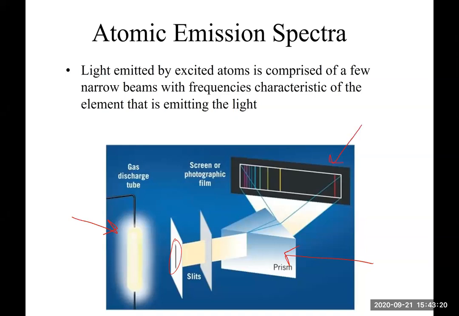That's the black detector screen that you see here. And you can see the line spectra for this particular gas, whatever gas happens to be in that discharge tube. And you can put most any gas in that discharge tube, and you will get a unique line spectra associated with that gas specifically. And so these line spectra are unique and identifying for a given substance.